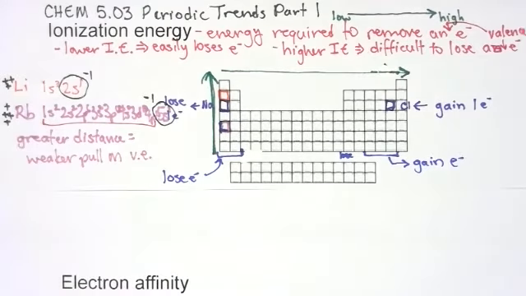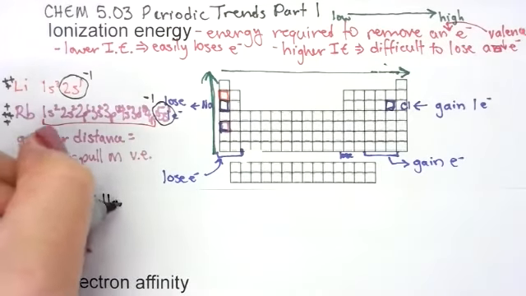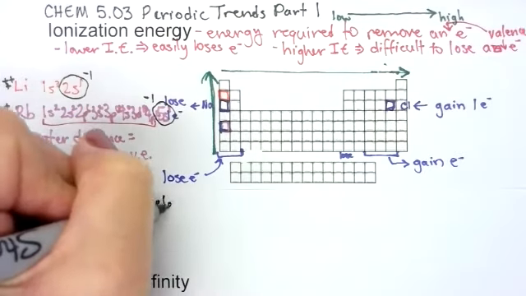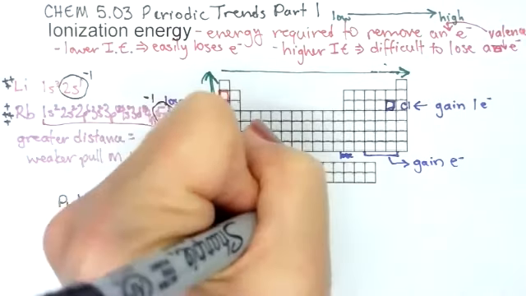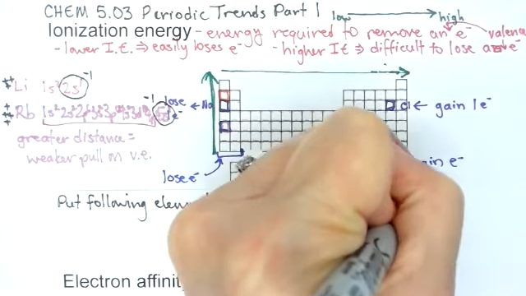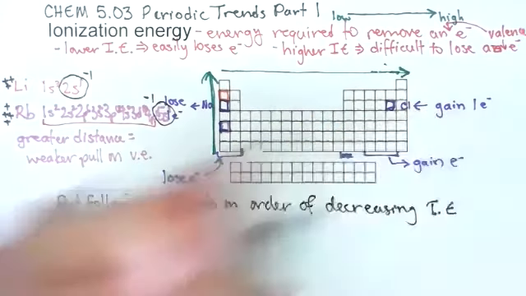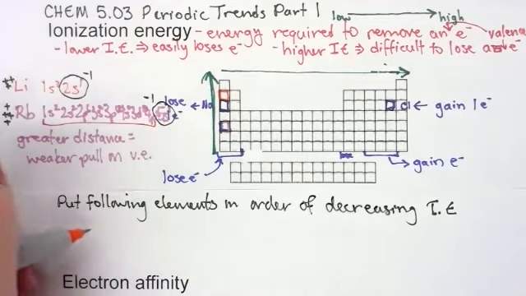One of the things that you'll do in practice problems, or you might see on the test, is a problem like this. So let's throw in a practice problem. Let me give you 3 elements. Put the following elements in order of decreasing ionization energy. And let's do nickel, strontium, and nitrogen.